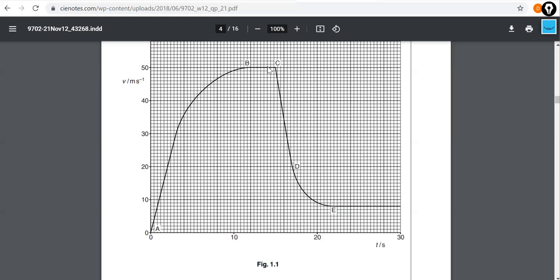Why do we reach terminal velocity? We're going to go back to Newton's first law of motion that we just talked about and anchor our thoughts on that. Objects maintain their current state of motion until an outside force acts upon them.